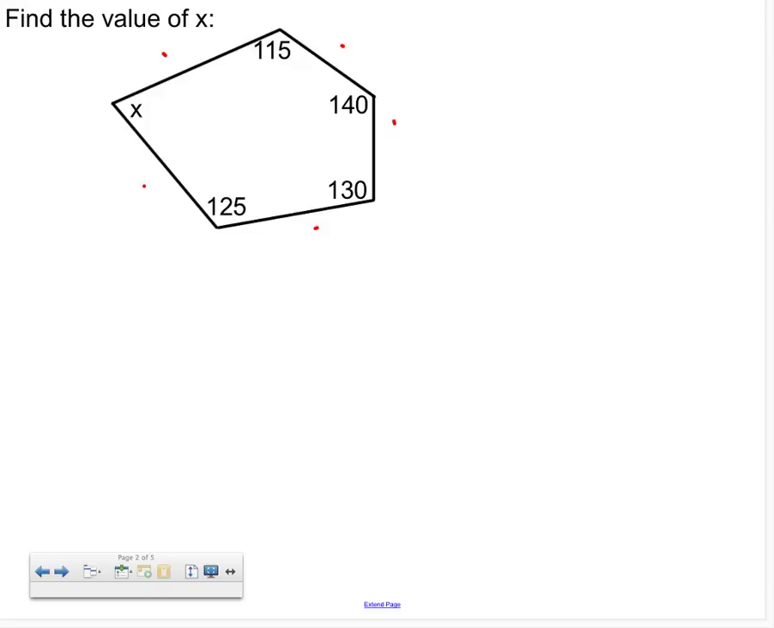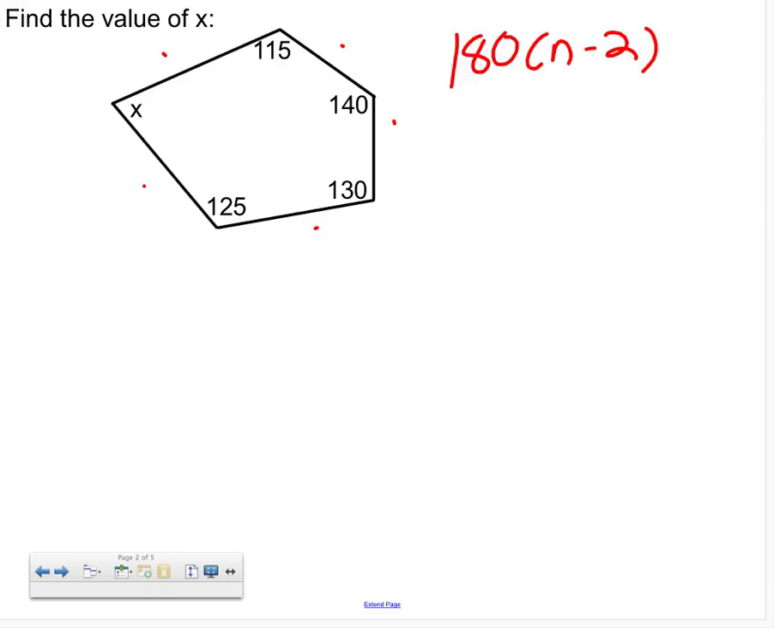So the first thing I'm going to do in this problem is figure out what all these angles should add up to. If I add up all these angles, including the x, what should it be? Well, how do we do that? We just use our formula: 180 times n minus 2. This basically gives us a target number that we have to reach.